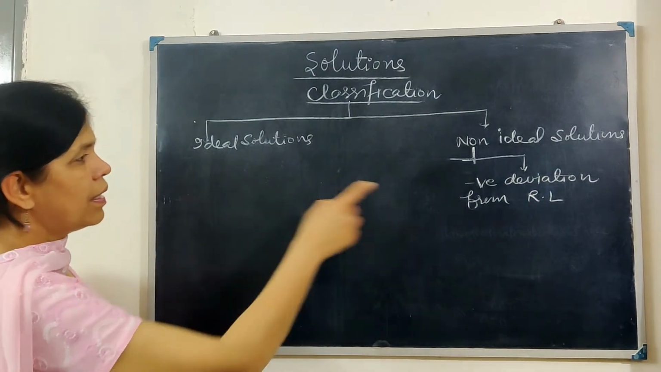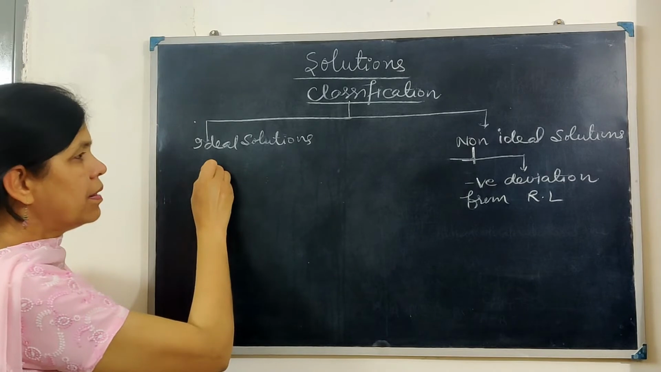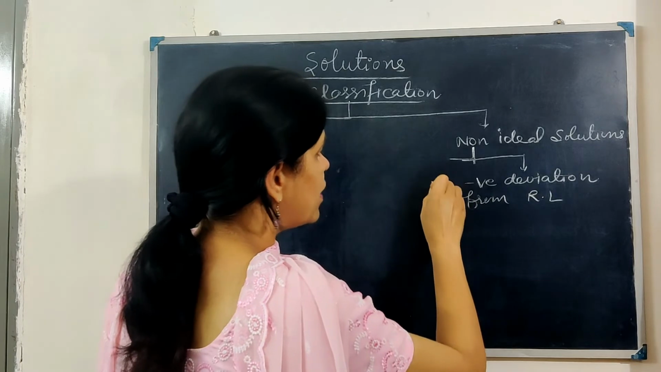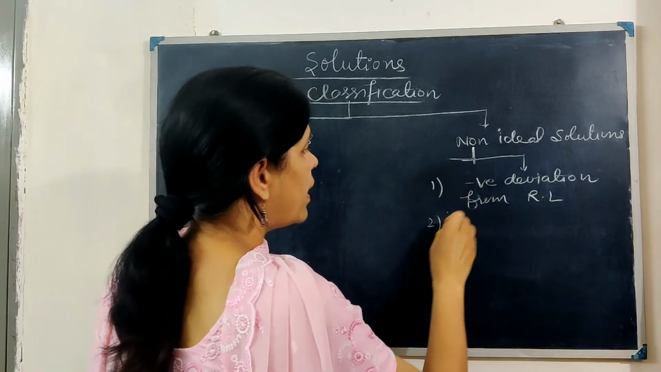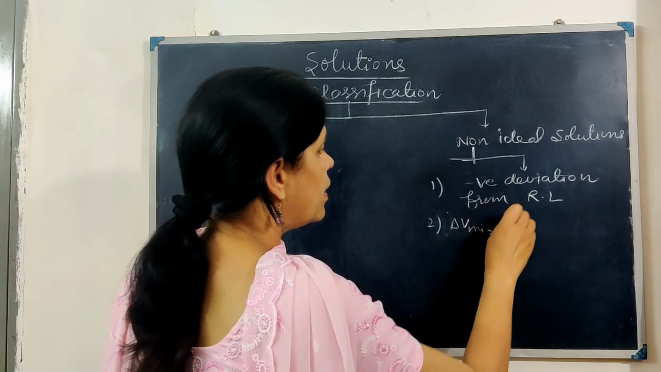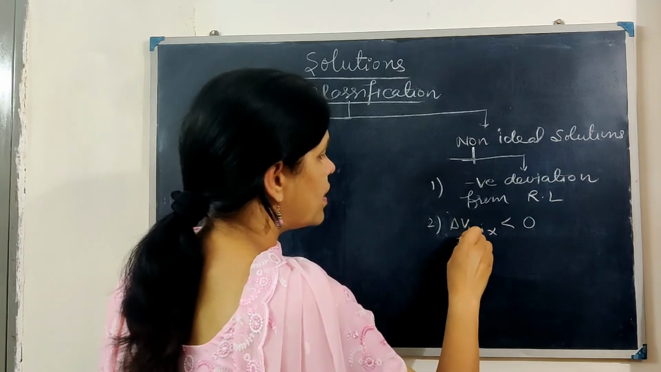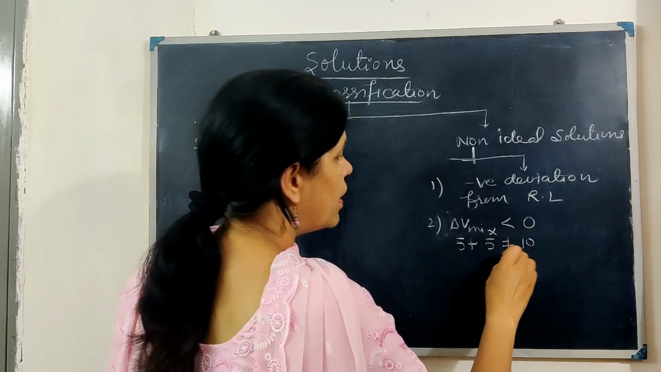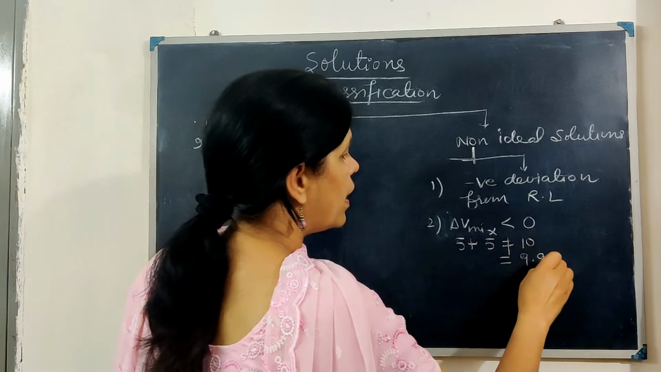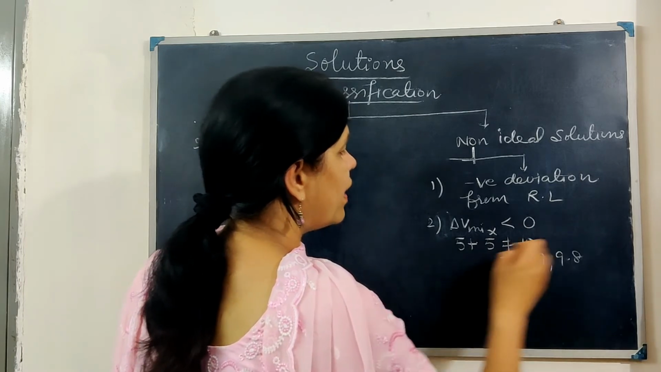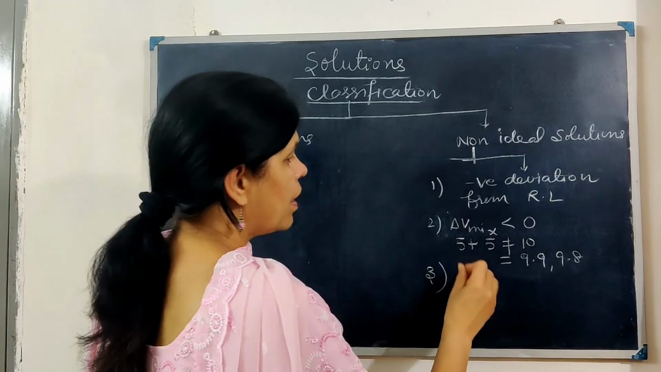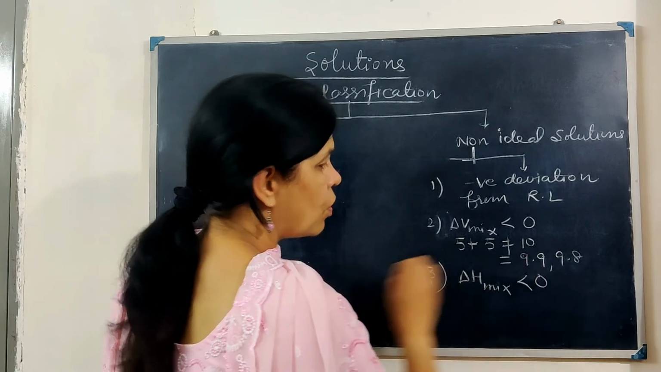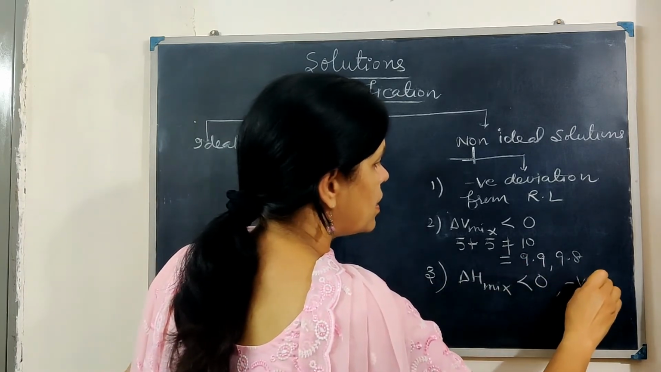Exactly in the same way, I will say they also don't obey. One is they show negative deviation from Raoult's law. Second is delta V mixing, here in this case is less than 0. It means if I take 5 ml of one component, 5 ml of another one, it is also not equal to 10, but it may be equal to maybe 9.9 or 9.8 or 9.5, something like this, but less than 10. And if I find out delta H mixing, it also comes out to be less than 0. It means it is negative.